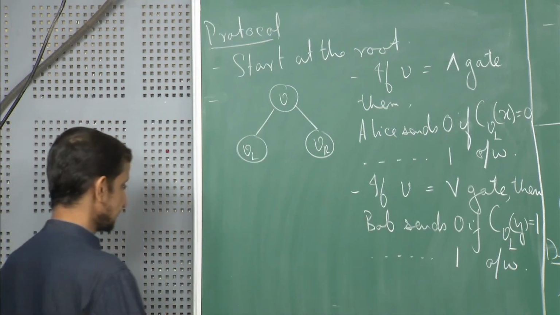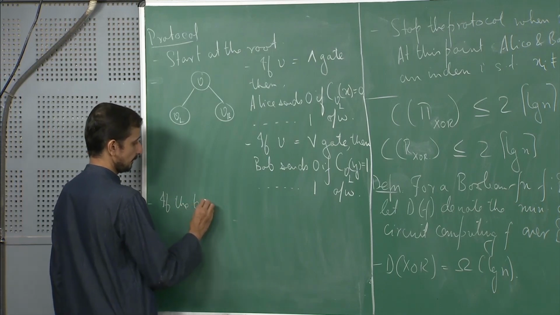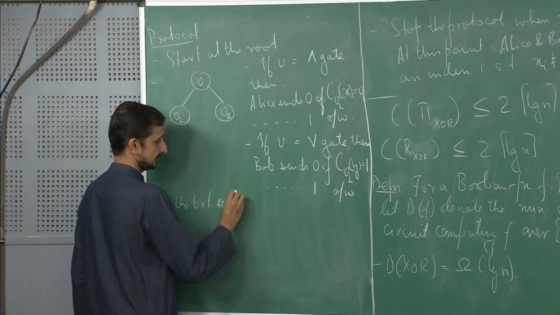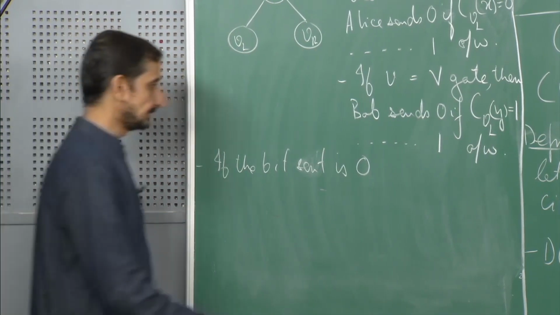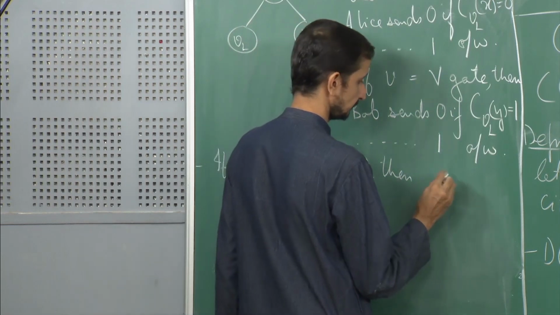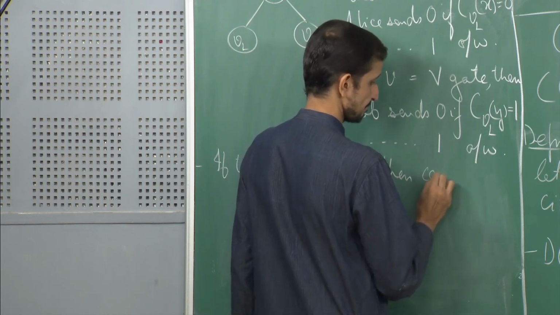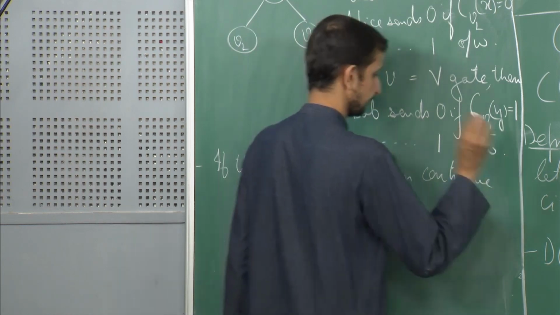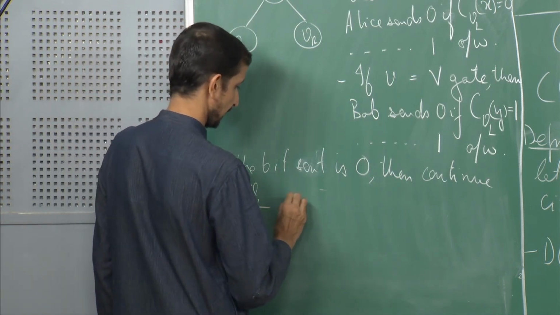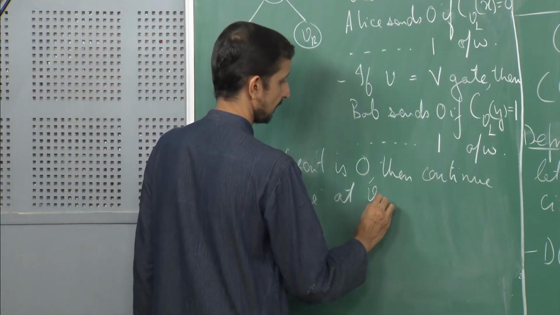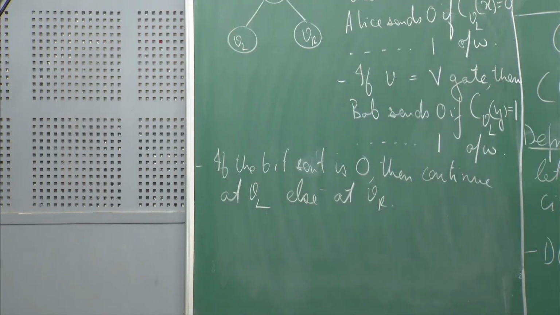Now what do you do at the next round? If the bit sent by Alice or Bob is 0, then continue at VL, else at VR. So which direction you go is determined by what bit is sent.